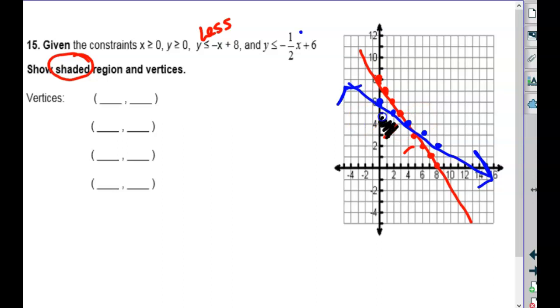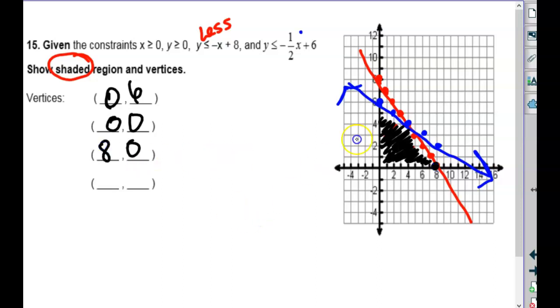So the final area is that area right there. Now be real careful. Is (0, 8) one of the corners? No, because it's outside the shaded region, right? I got to use (0, 6). Okay, (0, 0). This red one down here is over 8 and up 0.